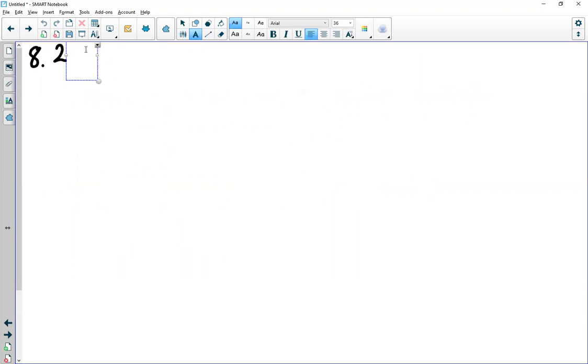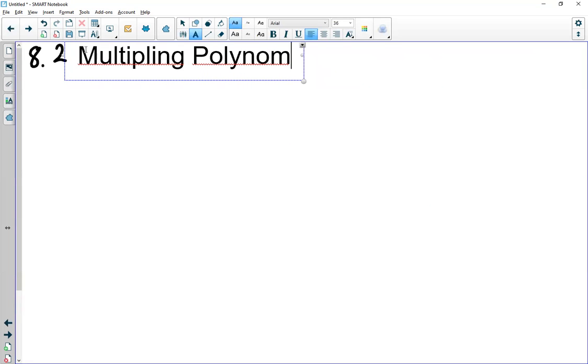Next one, 8.2. This was multiplying polynomials. Multiply and divide. Wait, what do you do if it's not an even number?